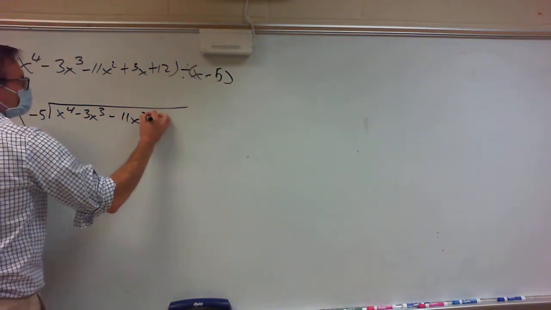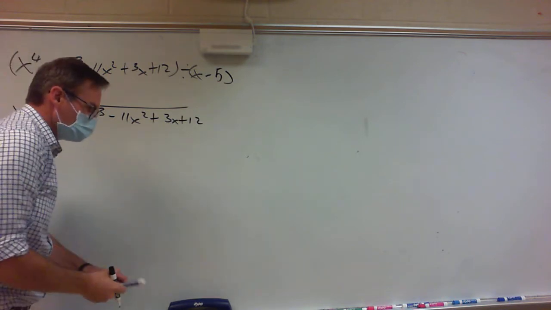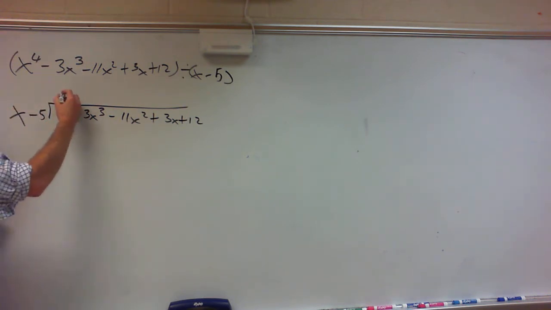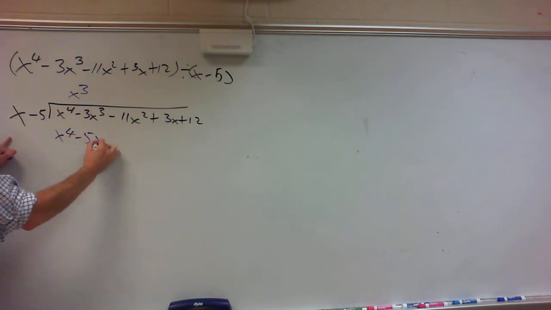Minus 11x squared plus 3x plus 12. And now the fun begins, all right? So we go through and think what times what? What times this gives me x to the fourth? So I get an x cubed. I get x to the fourth minus 5x cubed.